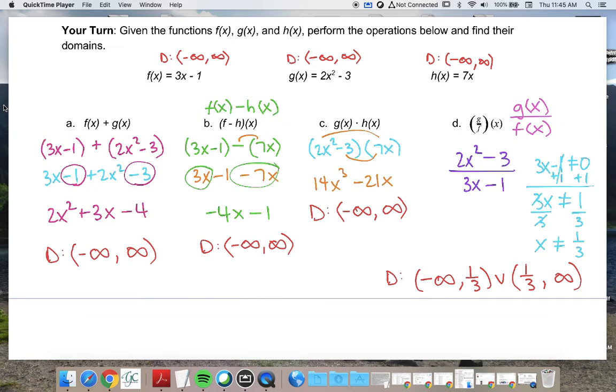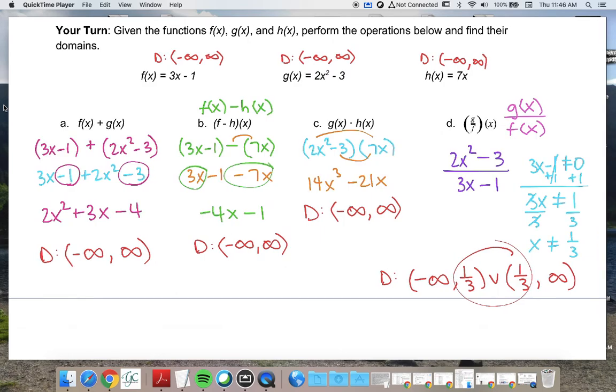So when you are performing operations and you're asked to find the domain, find the original domains first. Make sure they agree with your answers. They're also, in this case, continuous. But if you have divided, or if you end up with a variable in the denominator, figure out what makes that denominator 0, and that's where you need to stop your domain if that were to occur. So that's why we stop our domain there at 1/3 in the middle, and then it can exist everywhere else. So that is it for function operations.